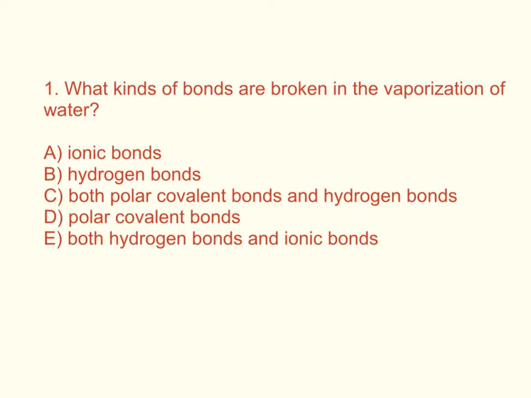Question 1. What kinds of bonds are broken in the vaporization of water? A. Ionic bonds, B. Hydrogen bonds, C. Both polar covalent bonds and hydrogen bonds, D. Polycovalent bonds, and E. Both hydrogen bonds and ionic bonds. Take a few seconds to think about this question.